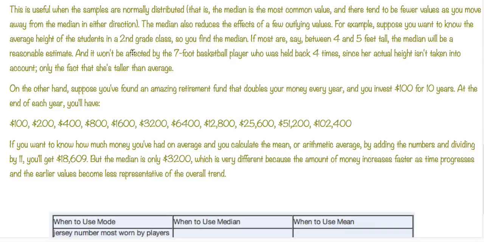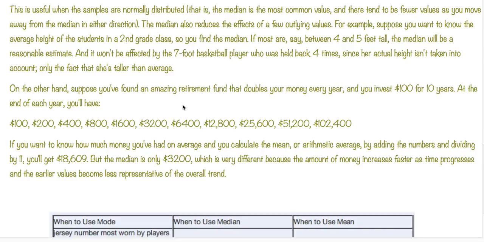Suppose you want to know the average height of students in a second grade class. You want to find the median. Why? Because if most are, say, between 4 and 5 feet tall, the median will be a reasonable estimate, and it won't be affected by the 7-foot basketball player who was held back 4 times in second grade. Okay, that's a bit of an exaggeration, but if you have, let's say, a 7-foot basketball player, that would skew your data, since her actual height isn't taken into account. Only the fact that she's taller than average. So the median would be a good way to find this.